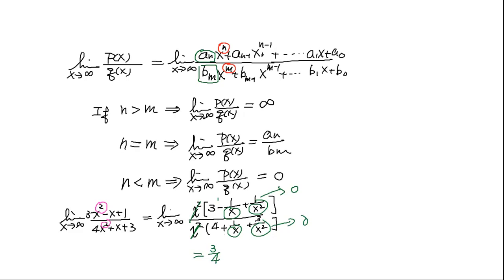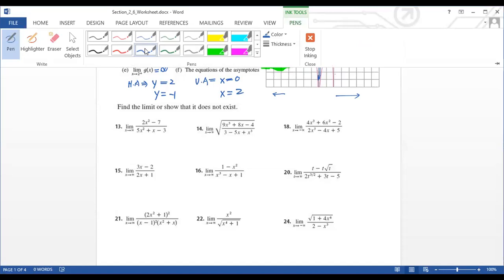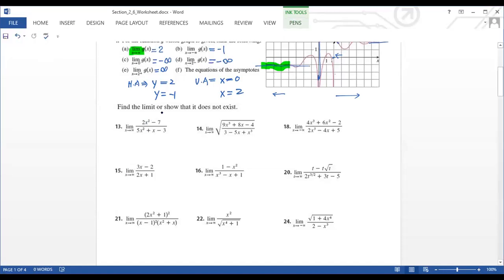Now let's go back to our lecture notes. Let's take a look here. The first one is 2x squared over 5x squared. As you can see, the highest powers are x squared and x squared. So what is the answer? Because n equals m, it is 2/5.